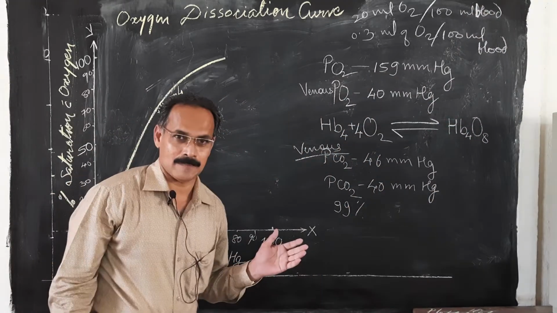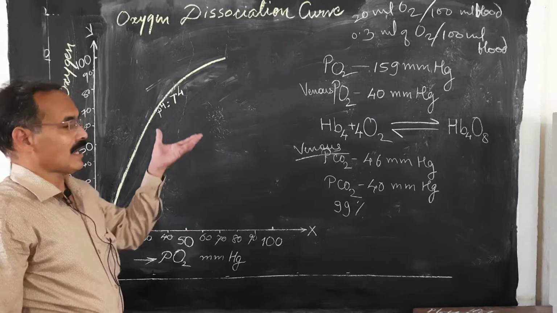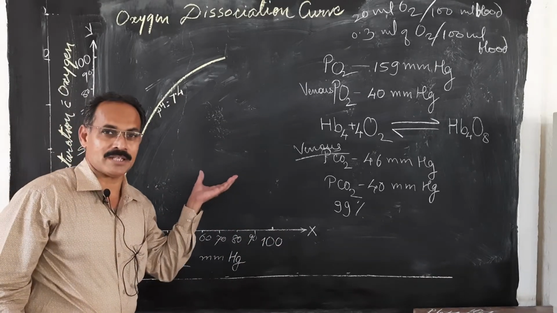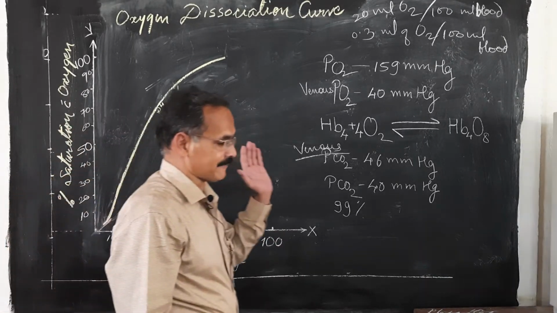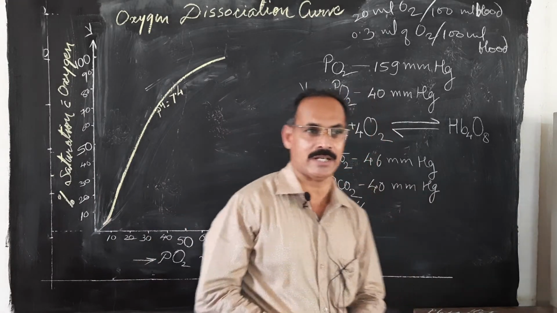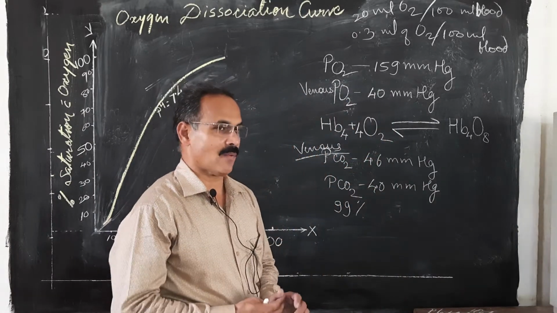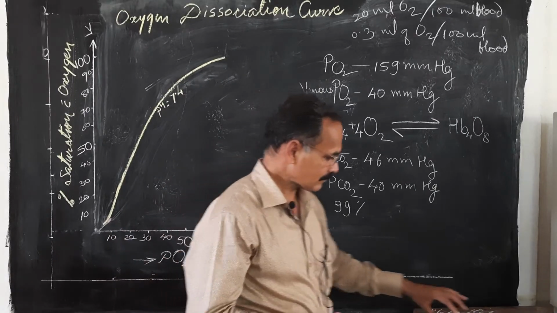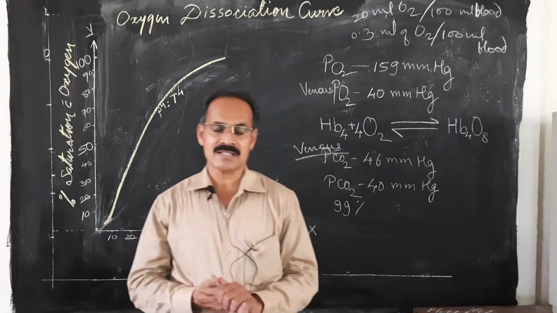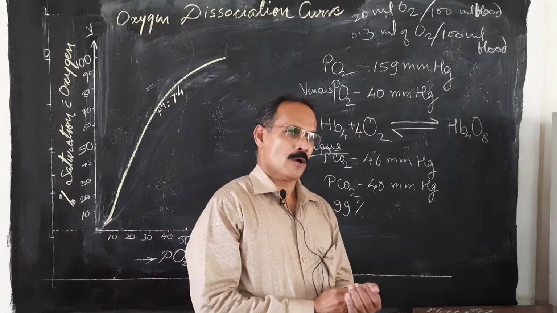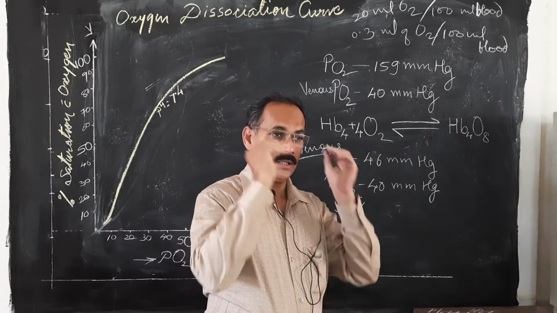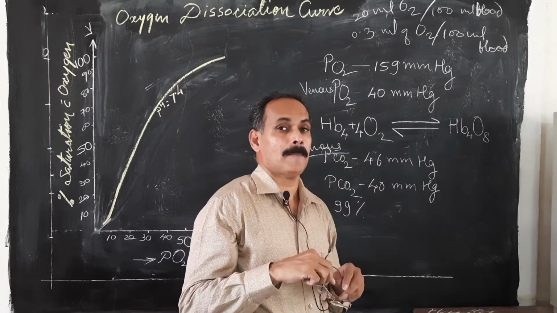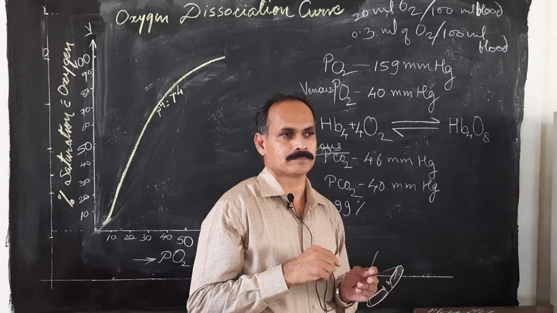So let us see how that oxygen is carried by hemoglobin, and thereafter how it is dissociated into the required field. It is very well explained by different scientists. But here Bohr explained it in a very different way.